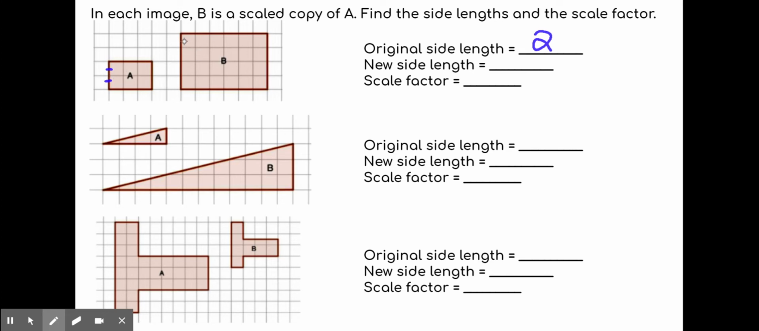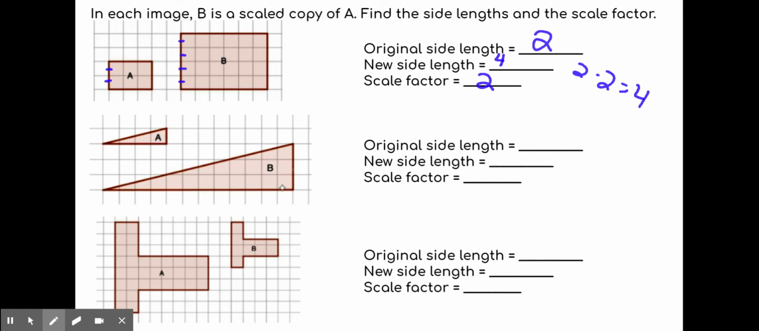So it has length 1, 2, 3, 4. So that's 4 spaces. It has a length of 4. So the scale factor, what do I multiply 2 by to get 4? Well, 2 times 2 is 4, so my scale factor is 2. I doubled that. All right.